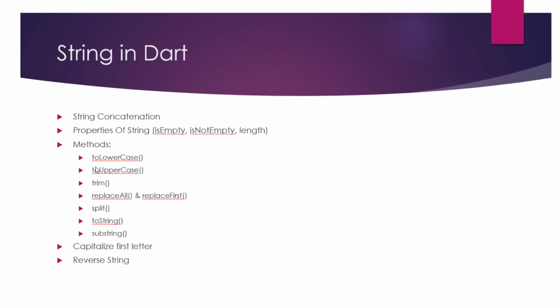First topic is string concatenation, right? So what is the string concatenation? In simple words, we can say the joining of two or more strings together, right? It is called string concatenation. Let me open VS Code and show you practically.